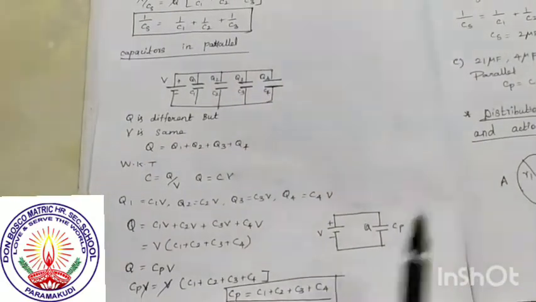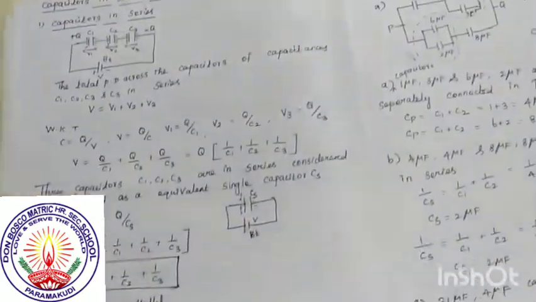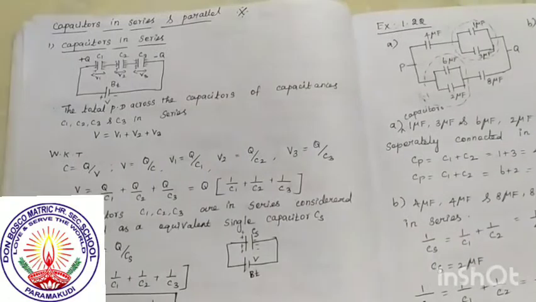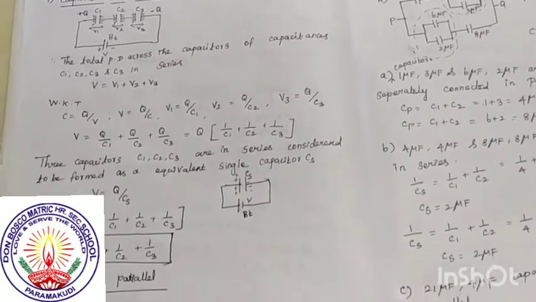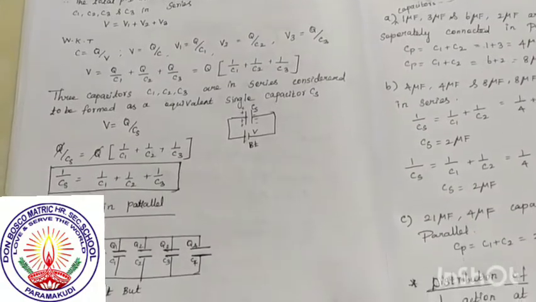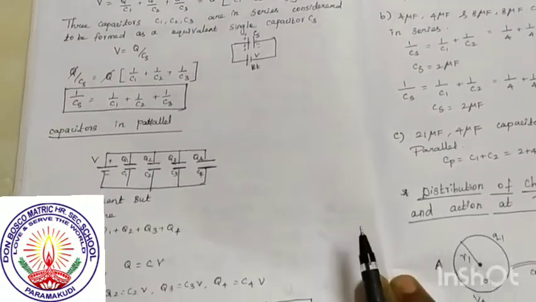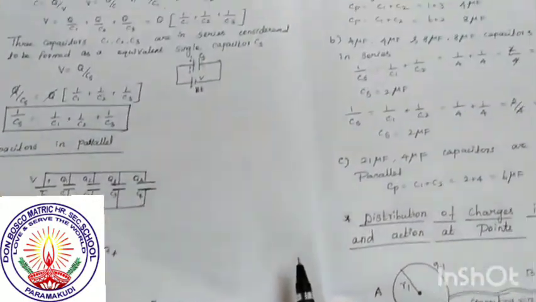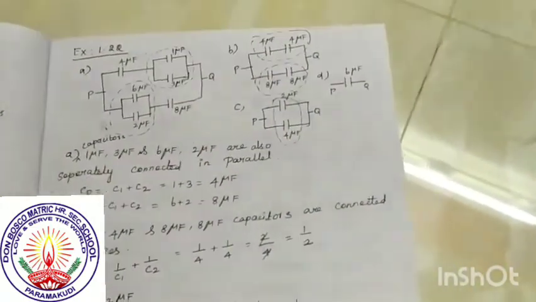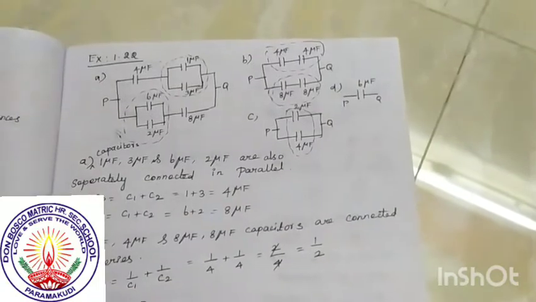Is it clear? Yes. This is an important question. Capacitors in series and in parallel is an important 5-mark question, and capacitors in parallel is also an important 5-mark question. Is it clear? Yes. Next, another important problem is based on capacitors.